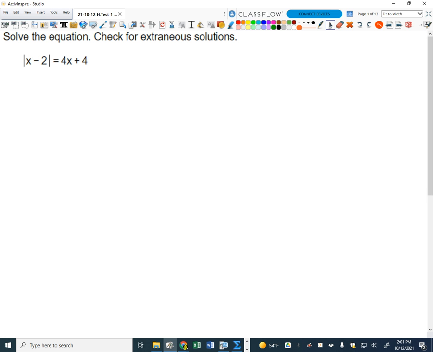Anytime there's a variable outside of the absolute value, when all the dust settles and we find our solutions, we always have to check them. So what are our steps then? First step is isolate the absolute value, and that one's already done, isn't it? The absolute value is already by itself. Step two, we want to set up our two cases. Okay, so we need to do that.